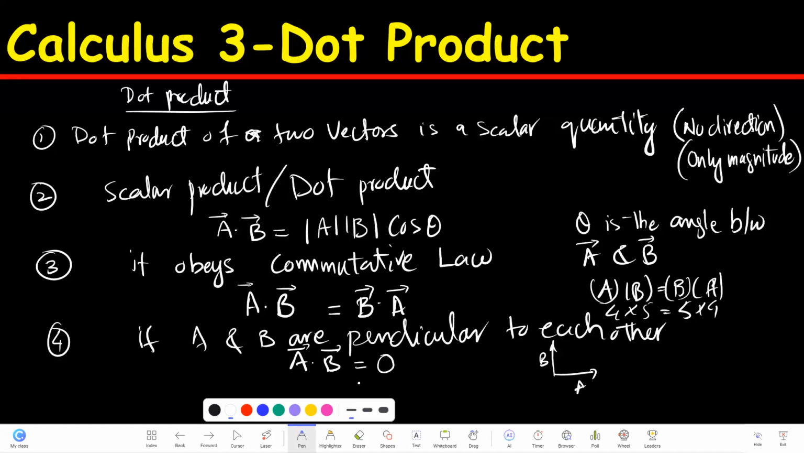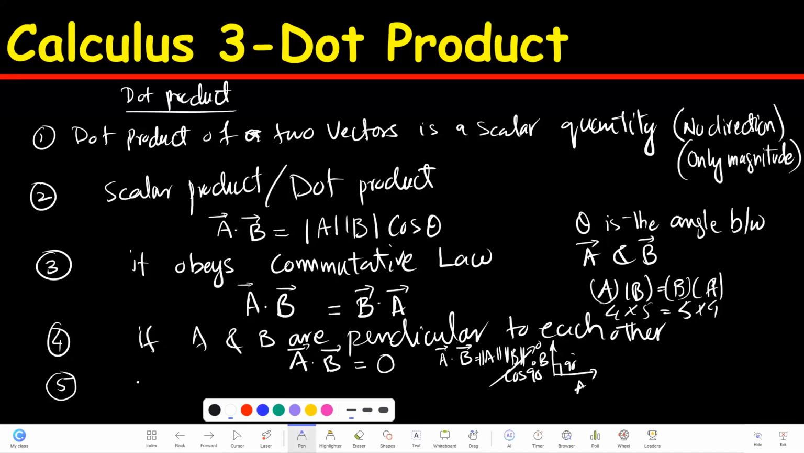Let's prove it. If I substitute in the formula, A dot B equals A, B, and then I put the cos 90, because this angle is 90 degrees. What is the cos 90 value? Cos 90 equals 0. So when cos 90 is 0, the whole thing becomes 0. So by definition it is 0, by mathematics it is 0. So you know this.